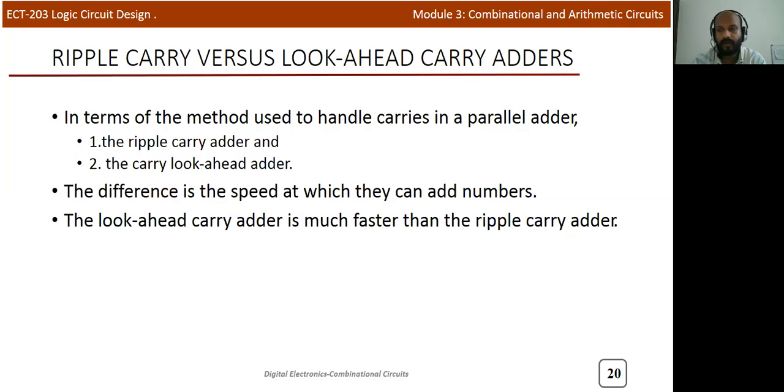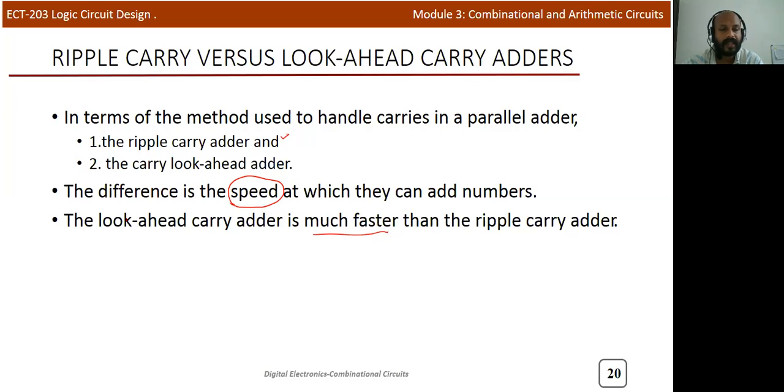Now we'll move to the more important topic, that is known as ripple carry versus look ahead carry adder. If you consider any parallel adder, there are two types of adding concept, known as ripple carry adder and carry look ahead adder. The main difference between them is the speed of operation. The speed of operation is very low in the case of ripple carry adder, but look ahead carry is much faster than ripple carry adder.